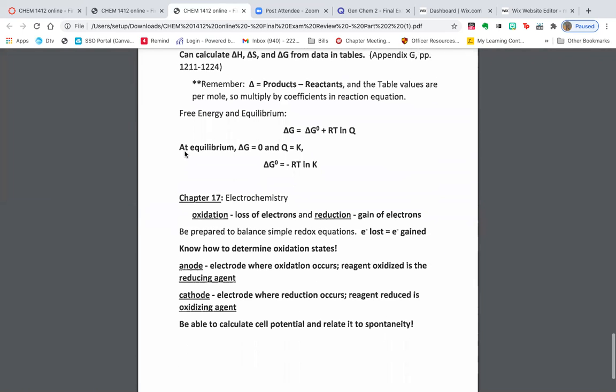Okay, that's an important fact to remember. At equilibrium, delta G is equal to 0 and Q is equal to K. And that's what produces this equation. I've never used that equation. I never remembered to use it. And I got along just fine. But they might ask something about the equation itself, like a question about the equation.